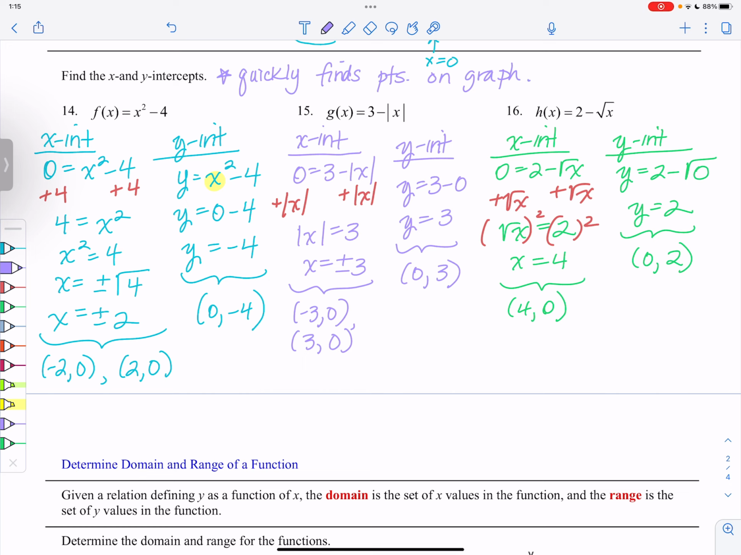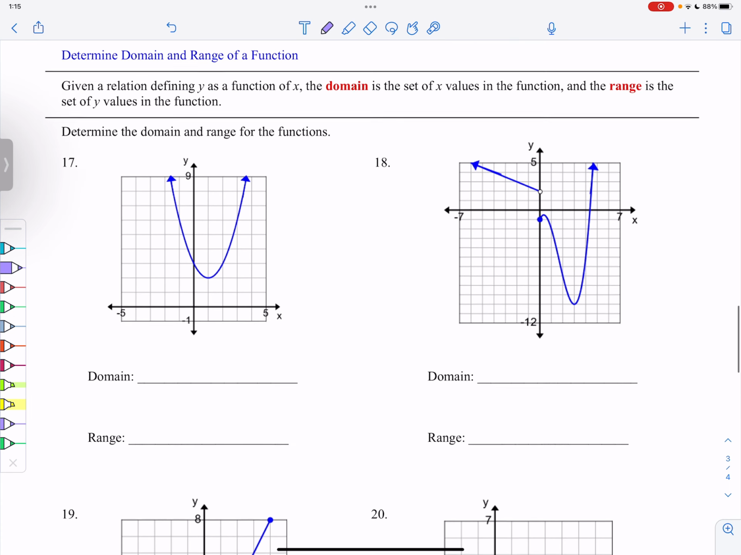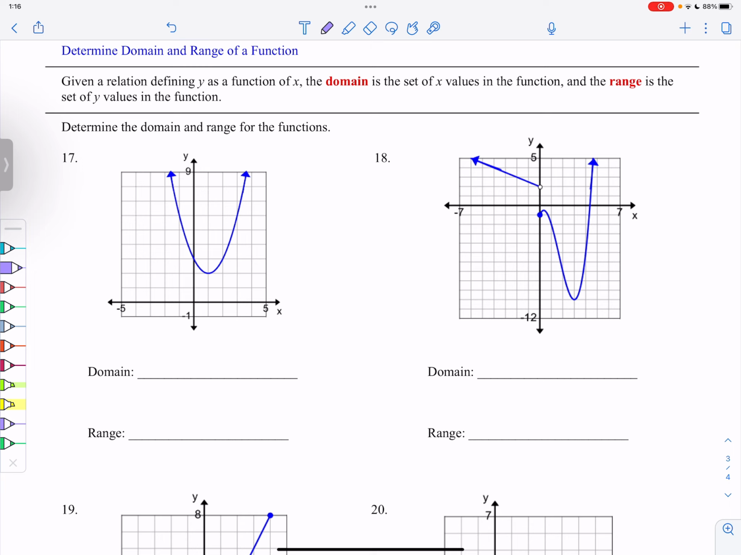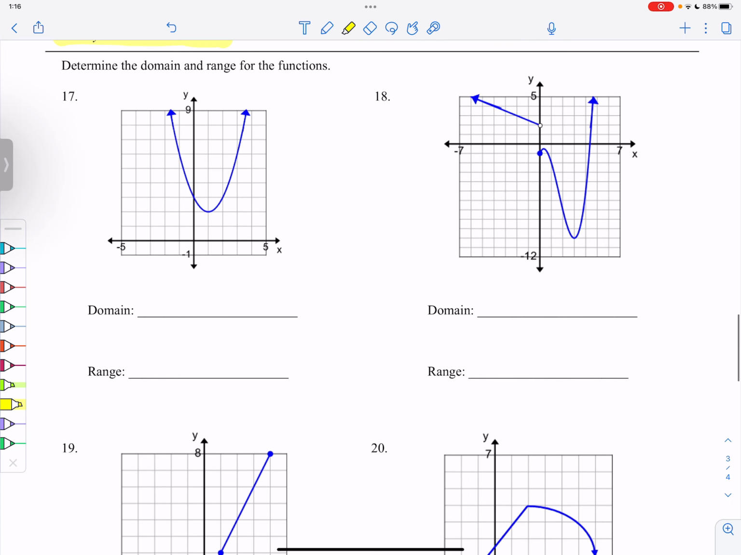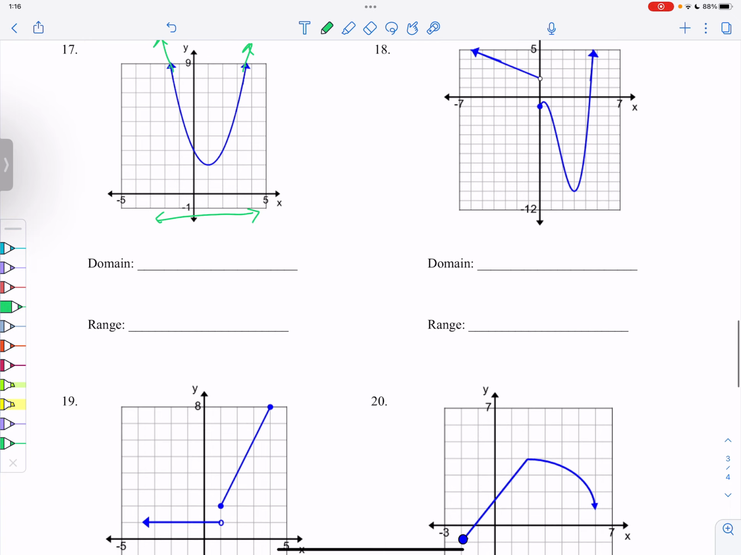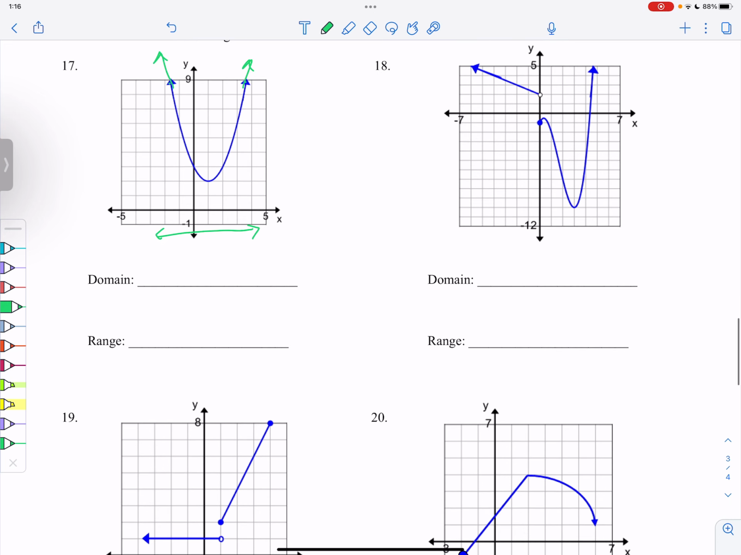Okay, and now let's talk about our domain and range of a function. As we stated earlier when we talked about relations, the domain is the set of all x values in the function, and the range is the set of all y values in the function. So we're going to take our time here. As you can see, every x value, you can see these arrows, these will go on and on. So all of the x values are covered on this graph. So our domain is all reals.